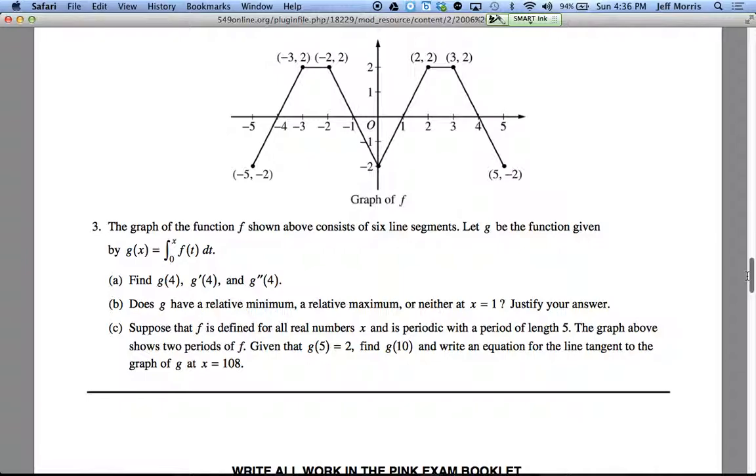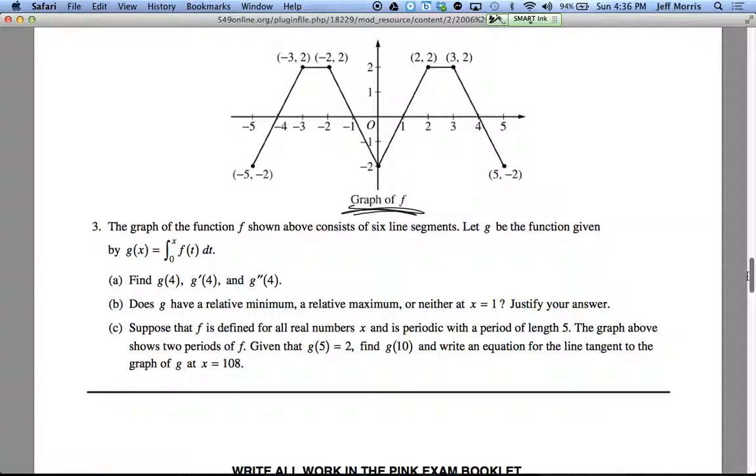All right, the graph above is shown of 6 line segments. Let g be the function g of x is equal to the definite integral from 0 to x of f of t dt. Find g of 4, g prime of 4, and g double prime of 4. All right, g of 4. This is the graph of f. G is what? It's the area under the curve. It's the area under f.